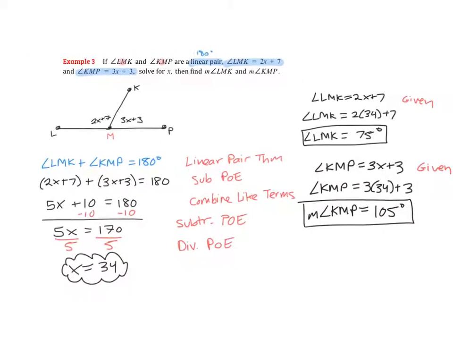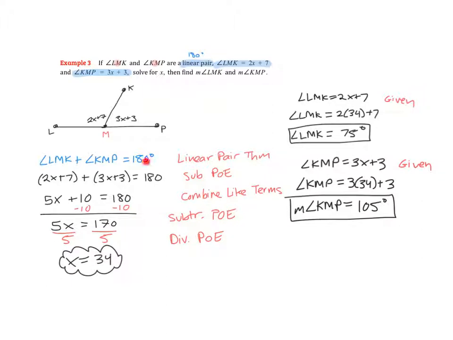So we are done. So again, a step that I'm definitely going to be looking for is that you're setting up the initial equation using either the linear pair theorem, the segment addition postulate, or the angle addition postulate. And the rest we're just substituting and solving.